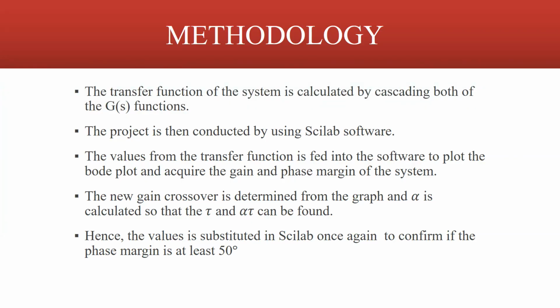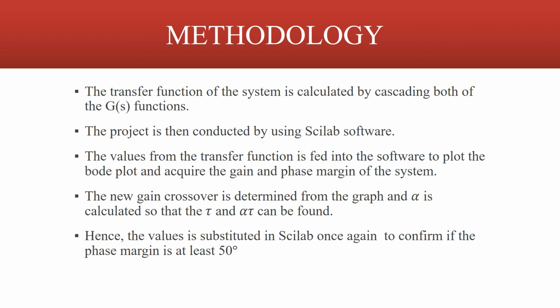Methodology. The transfer function of the system is calculated by cascading both of the Z of S functions. The project is then conducted by using Scilab software. The values from the transfer function are fed into the software to plot the Bode plot and acquire the gain and phase margin of the system. The new gain crossover is determined from the graph and alpha is calculated so that tau and alpha tau can be found.